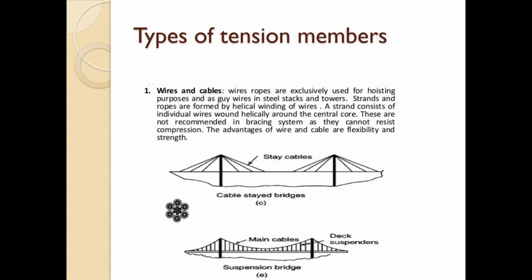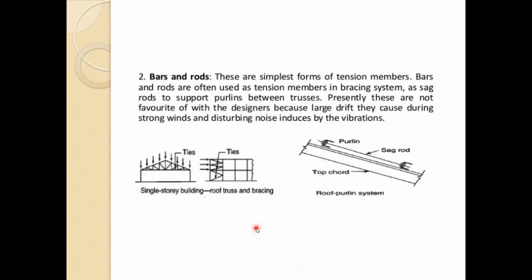Here you can see we have two examples. First is the cable stayed bridge, that is a bridge in which the deck is held with the help of these cables. And second is the suspension bridge, where one long main cable is there, and suspenders are there to hold the deck. So in this case, the strands or wires have tension in them, and we have to design them for that tension only.